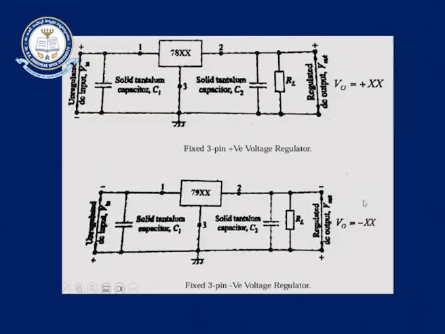Next. So, what about the fixed 3-pin positive voltage regulator, and this is the fixed 3-pin negative voltage regulator. You can observe the two cases here. Here a transparent capacitor is there, C1, and this is the C2 here. So, this is the IC 78XX. In place of double X, you can put it as previously said.